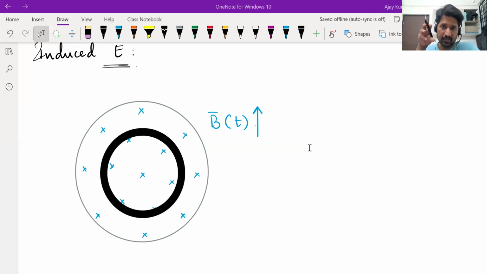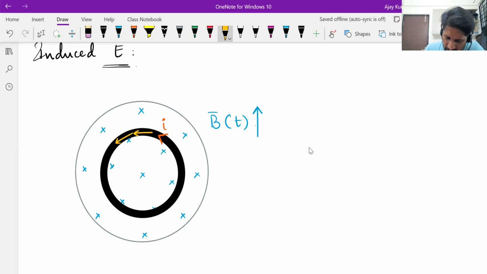See, the flux into the screen is increasing. And induced EMF will drive current in such a way that it opposes the change in flux. Inward flux is increasing, so the induced EMF will have to decrease the flux. To decrease that, it will produce a field out of the screen. To produce field out of the screen, current will have to flow anti-clockwise like this. Now if current is flowing anti-clockwise, it means there is an electric field produced this way.